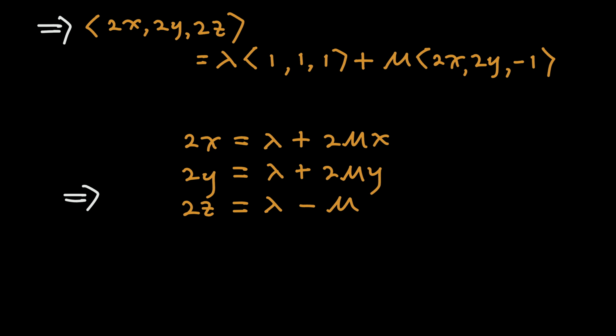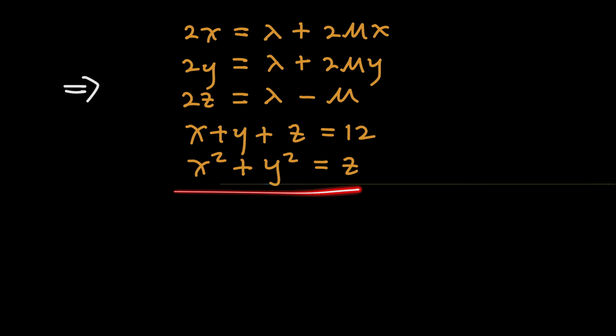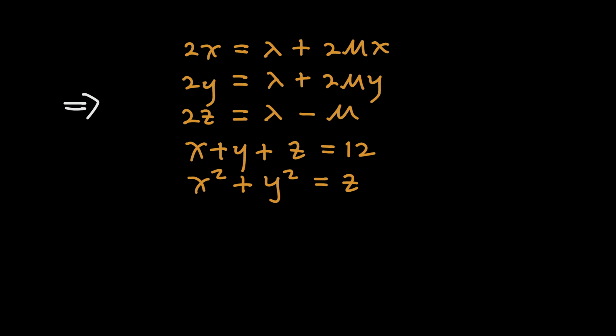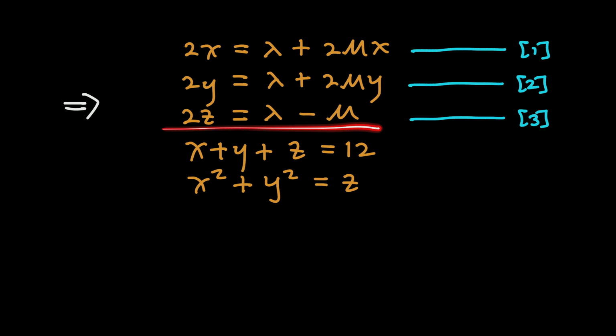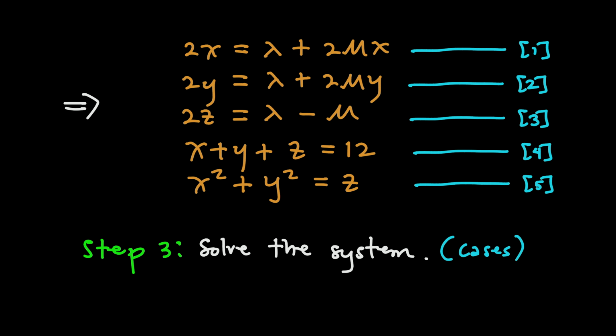And then finally, we put the constraints. We have this one for the plane and this one for the paraboloid. Now consider the following labels. We have this one for equation 1, for equation 2, and then equation 3, and then for the constraints, we have equations 4 and 5. Now for our step 3, we solved the system of equations.